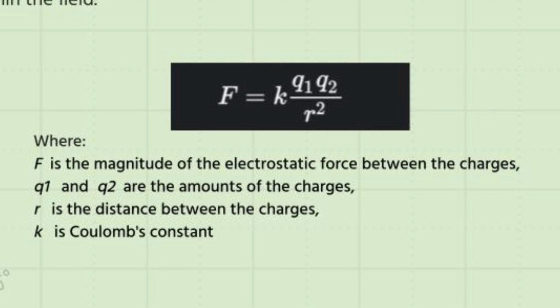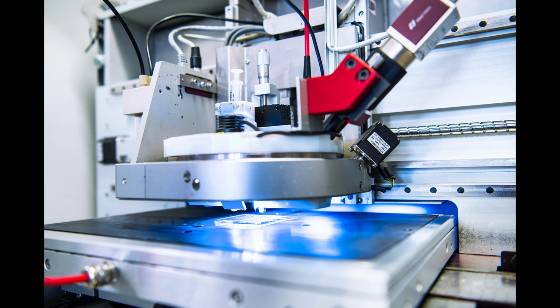Coulomb's law, in its equation form, is often expressed as F equals k times q1 times q2 divided by r squared. Applications of electrostatic electric fields include electrostatic printing. Electrostatic printing attracts and deposits toner particles onto paper, enabling the printer to produce images or documents.